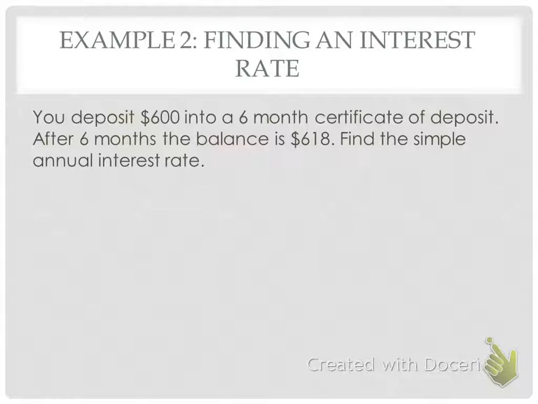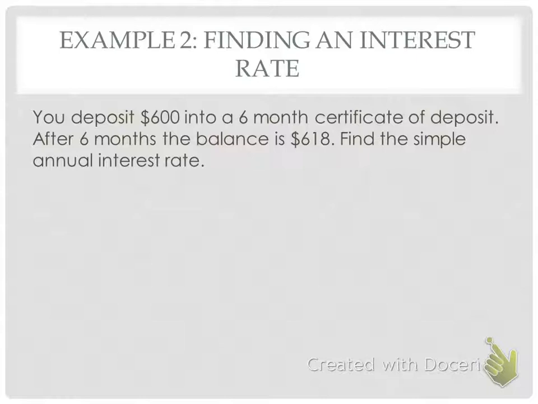Sometimes we'll be asked to calculate the interest. Sometimes we're trying to find the original principal amount. Sometimes we're trying to find the rate, and sometimes we'll solve for the time. We can solve for different parts of this formula. And in this case, we're solving for the rate. All right, so let's read this one together and we'll solve it. It says you deposit $600 into a 6-month certificate of deposit. After 6 months, the balance is $618. Find the simple annual interest rate.